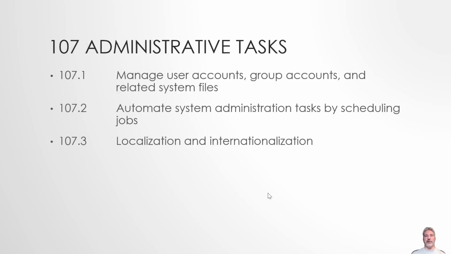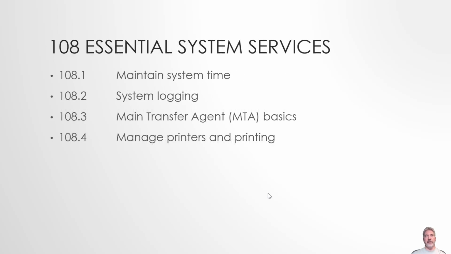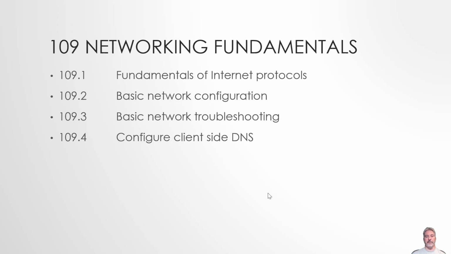Then we'll look at the creation of users and groups and how to schedule jobs, and also how to specify that your system should use your language of choice. We'll look at some of the ways to create those settings. Then we'll talk about the advantages of using network time protocol, how logs are generated on the system, where they're stored. We'll get into email and also cover a little bit about how to set up printers. It's kind of a wide variety of things underneath essential system services.